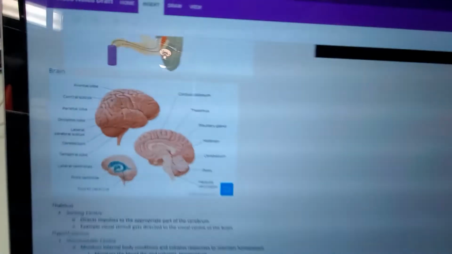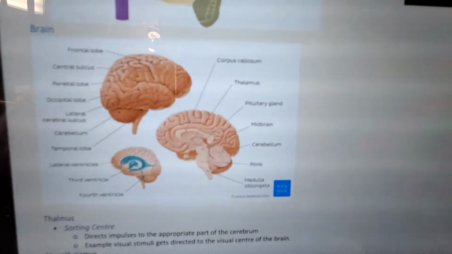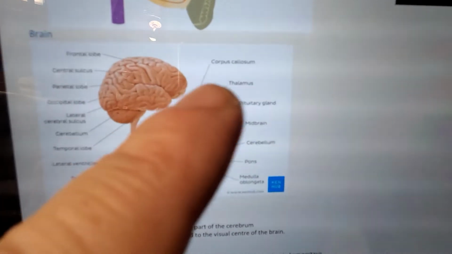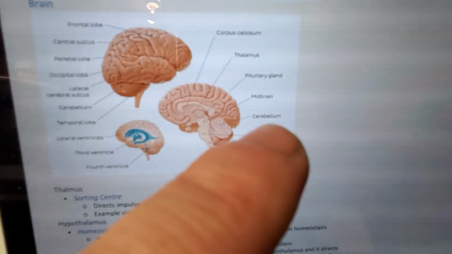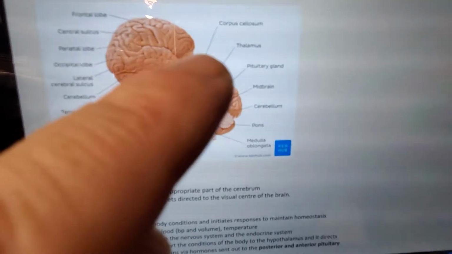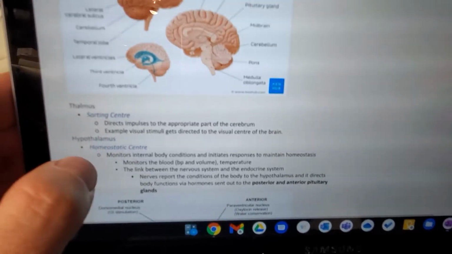Then there's the brain. So the brain is the coordination center of your body. And so it's got all these different parts to it. The corpus callosum, which connects the two halves of the brain, the thalamus, pituitary gland, cerebellum, and the cerebrum, the pons, and the medulla oblongata. Those are the main ones that we're looking at.